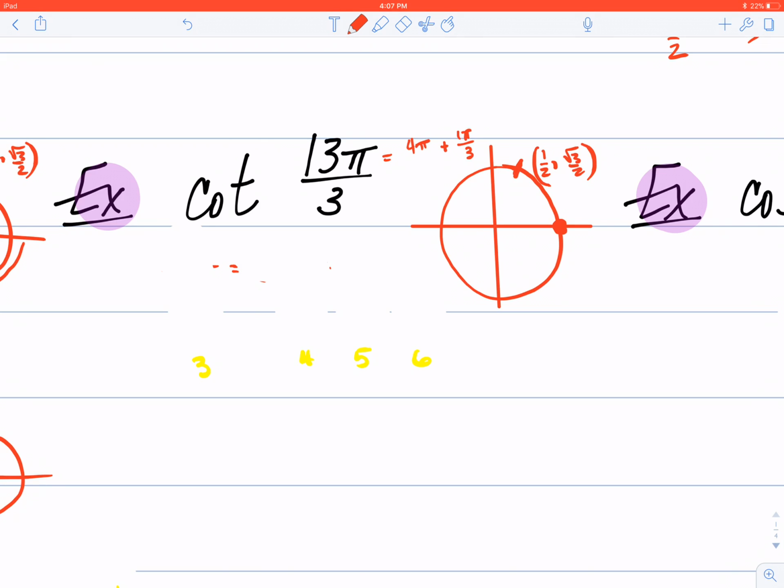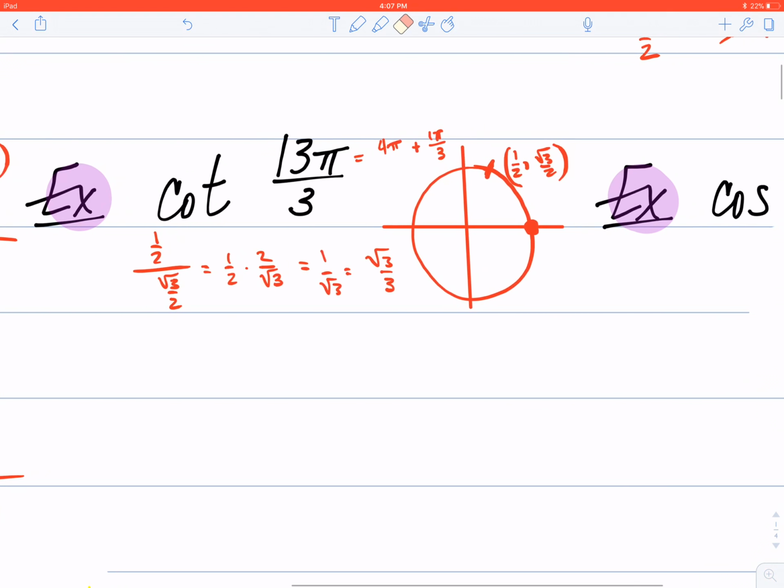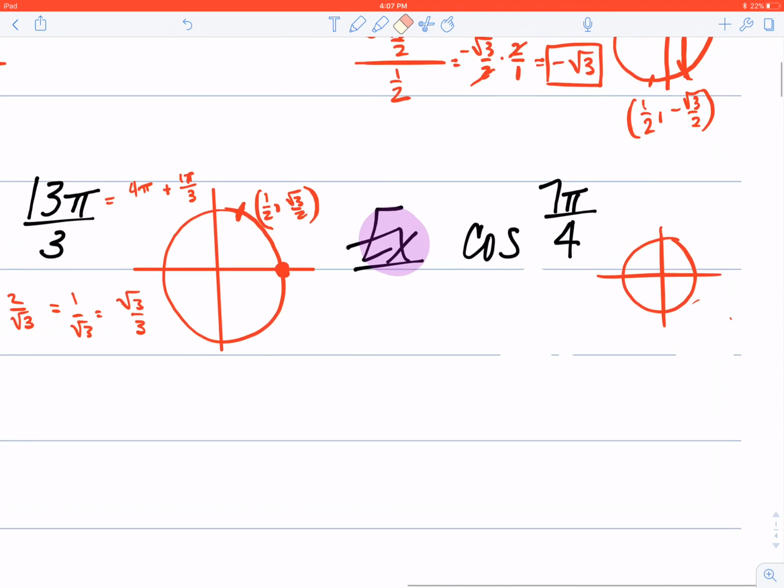So the coordinate there, 1/2, root 3 over 2. I want the cotangent. If tangent is y over x, then cotangent is going to be x over y. So my x value 1/2 over my y value root 3 over 2. Invert and multiply. Cancel your 2's. Multiply what's left over and rationalize the denominator. Root 3 over 3 then is the cotangent value.